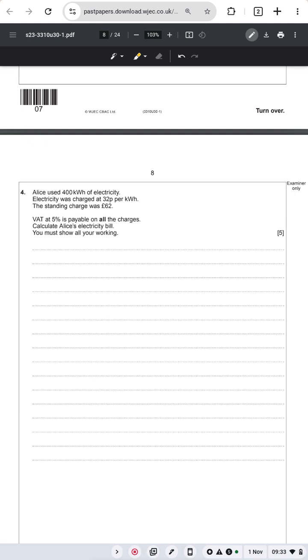So first of all, cost of electricity. So this is equal to 400 multiplied by, I'm going to do this in pounds, actually no, I'll do it in pence first, times 32 pence. So for this we can do 4 times 32, which is 8 and 12, and we can add a couple of zeros on the end to take into account this is 400.